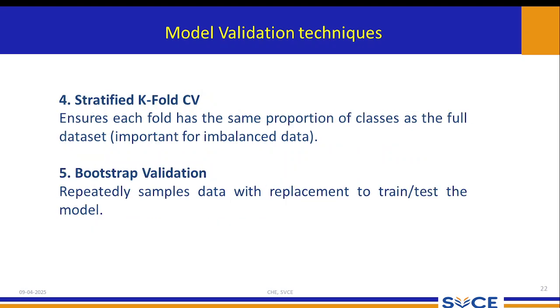Stratified k-fold cross validation ensures each fold has the same proportion of classes as the full data set. It is important for imbalanced data; it will be helpful when the data set is imbalanced. Then, bootstrap validation.